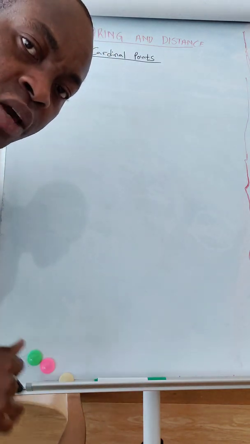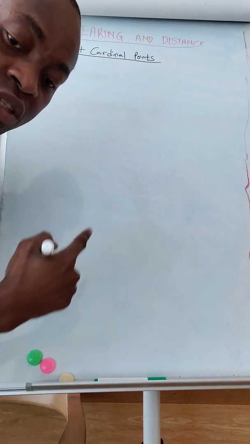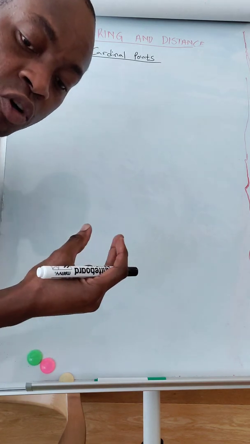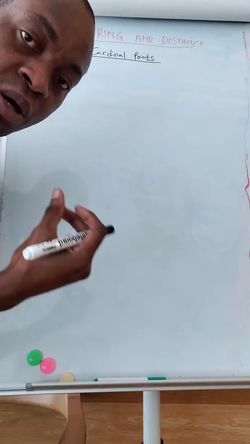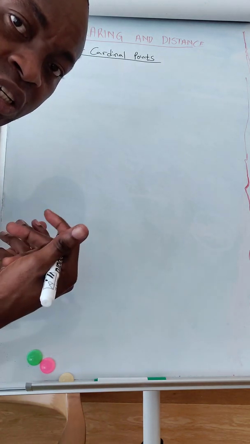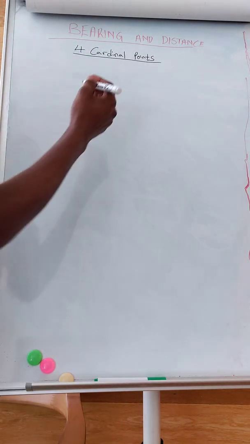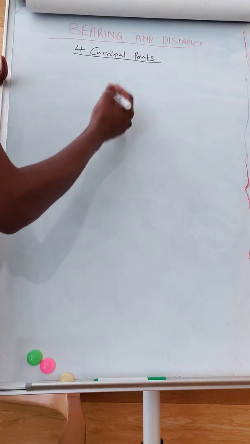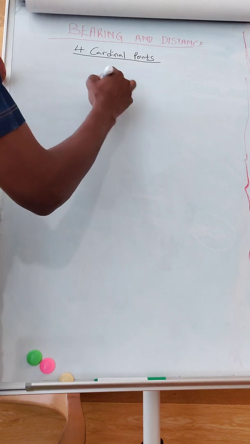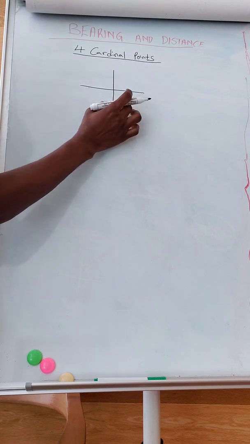So today in this video, we'll be looking at the 4 cardinal points: how to draw them, how to move on them, how to label them, and how to understand the direction on them. So what are the 4 cardinal points? It is just drawing a vertical line and another horizontal line in the form of a cross.